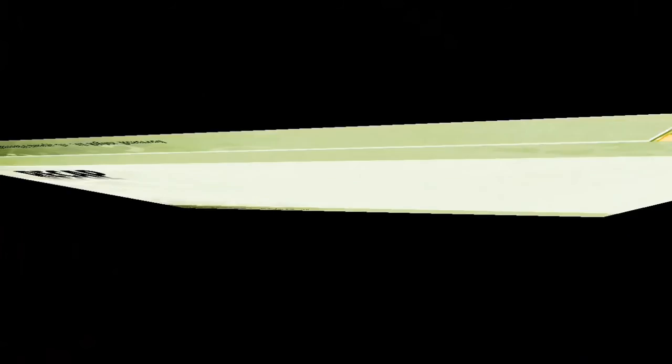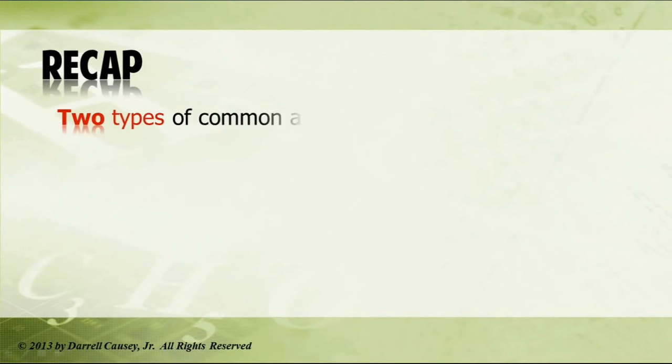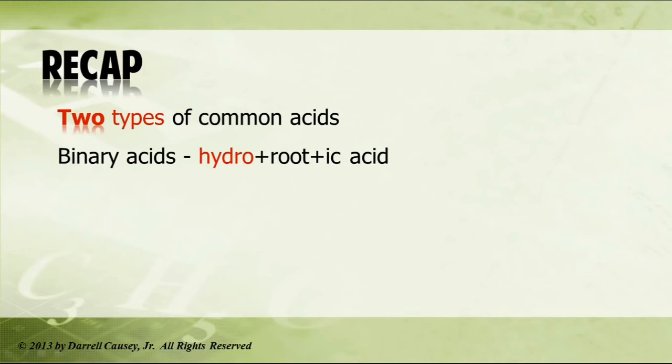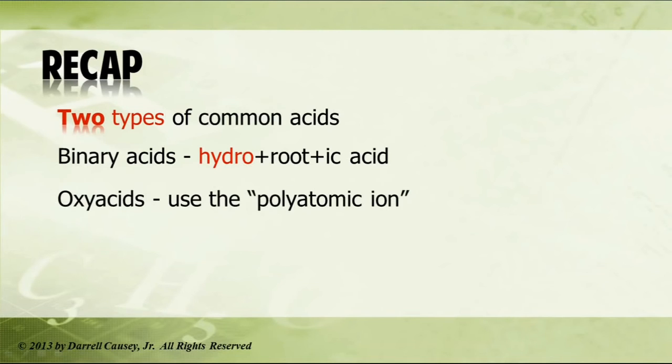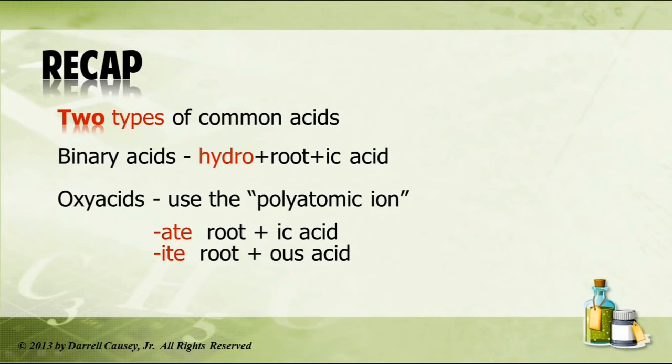All right, let's recap. Two types of common acids, binary acids. You take hydro, add the root of the other substance, and add IC and say acid. Oxyacid uses the polyatomic ion. Therefore, if it ends in ATE, you take the root of the third element, add IC and acid. If it ends in ITE, you take the root of the third element, add OUS and acid. There's our rules. That's how to do it.